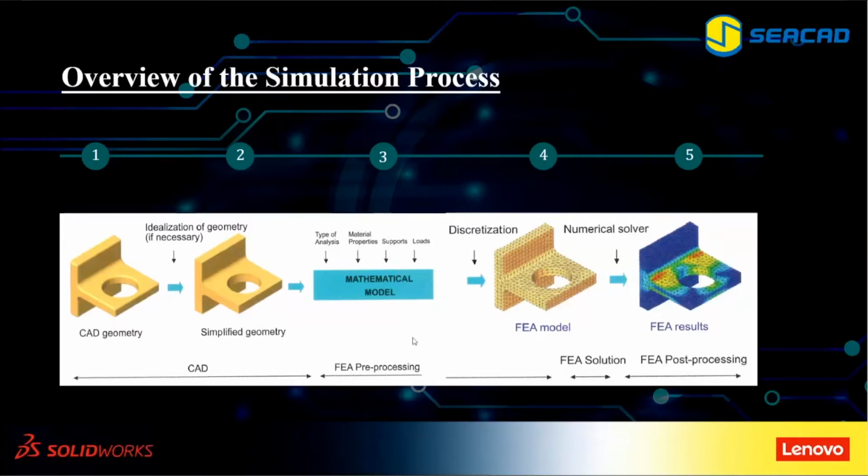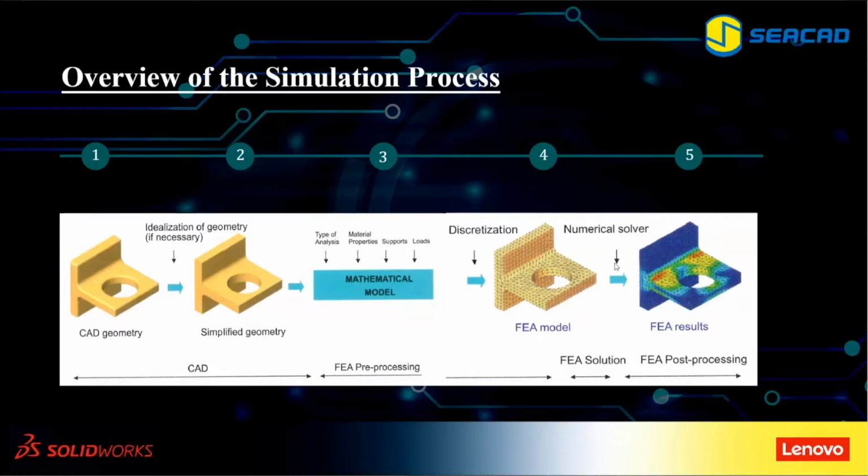Okay. Then after we have applied the boundary conditions and established the mathematical model, the next step is to convert the mathematical model into a finite element model. This is what we want to introduce in our webinar: how to ensure the quality of the mesh for the geometry.